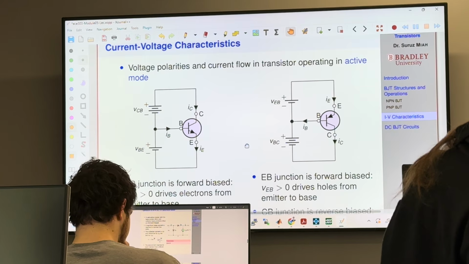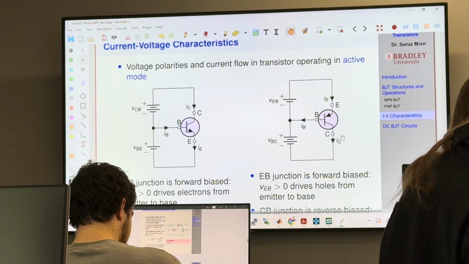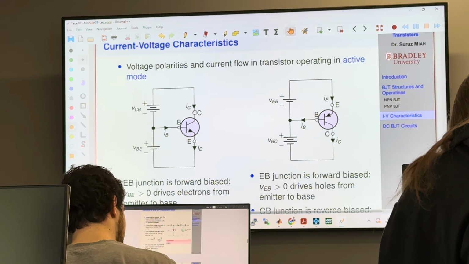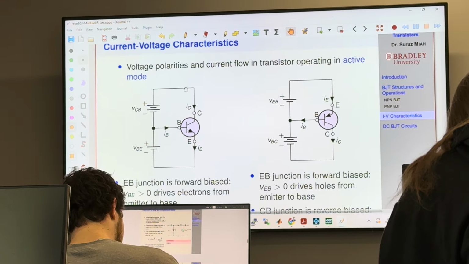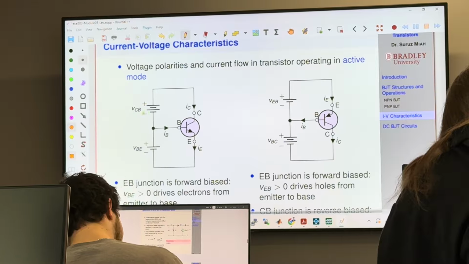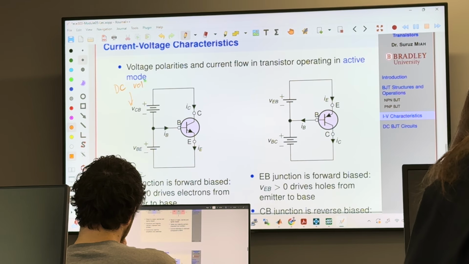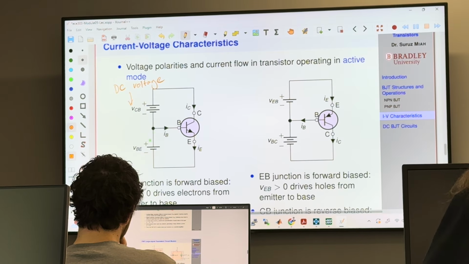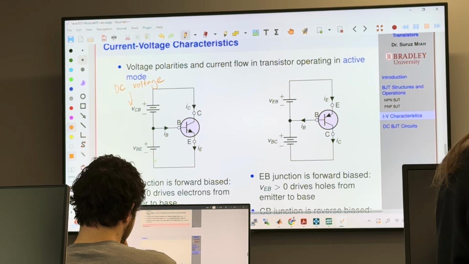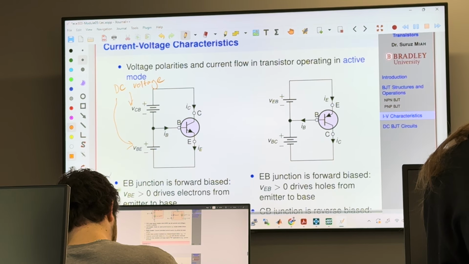So we apply, for the NPN transistor, this is the PNP transistor, so P, N, P, and this is NPN. N, P, N. So we apply a certain voltage between collector and base. We call this VCB, and this is a DC voltage. And we apply another DC voltage here, VBE. These are DC voltages as well.